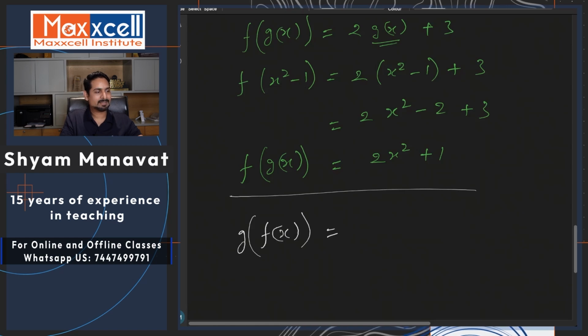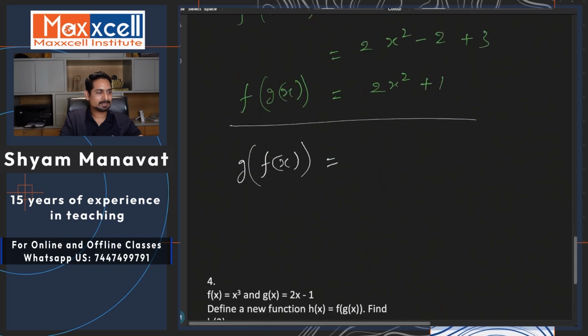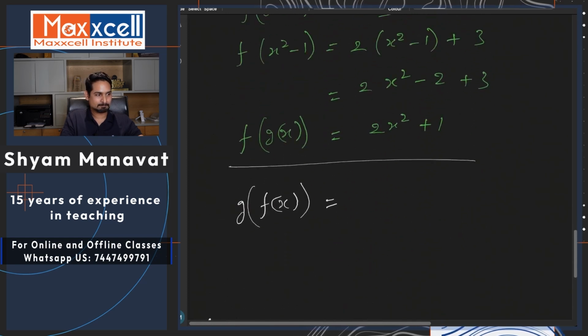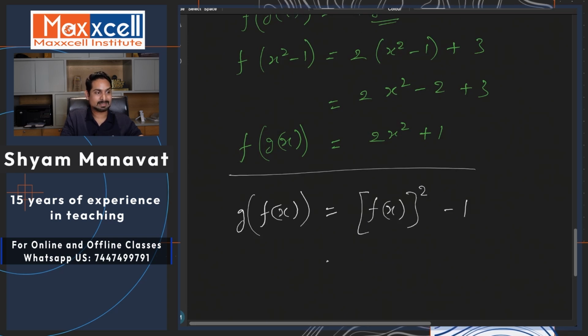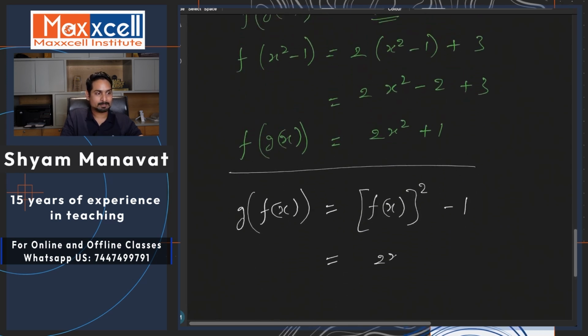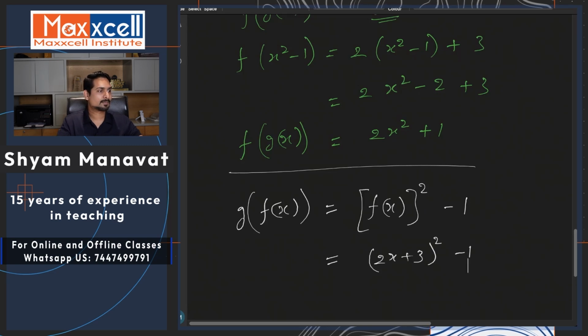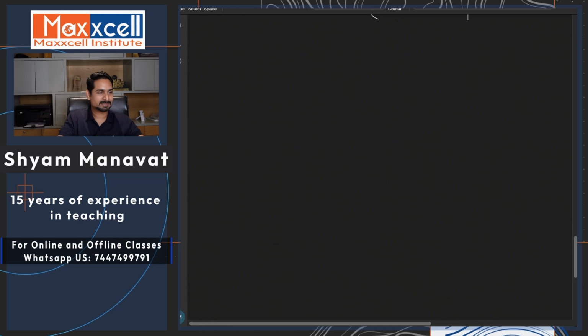Yeah, simplify this. That's x square minus 1. Yeah, g of x is what? X square minus 1. So this should be f of x square minus 1. What is f of x? F of x is nothing but 2x plus 3. Simplify that. 2x plus 3 whole square minus 1. I need more space. Let's create some more space.